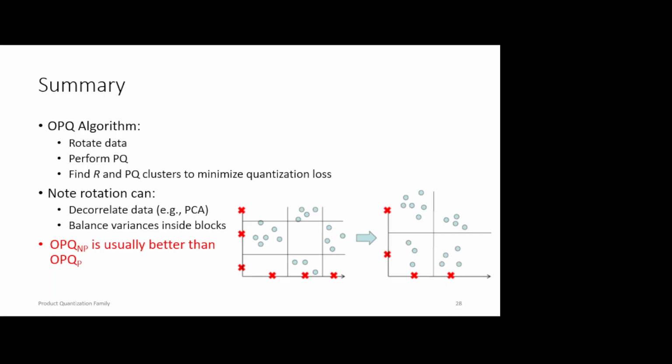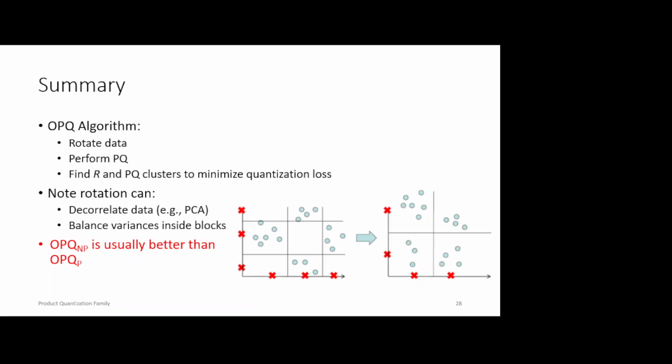Alright, so the OPQ algorithm generally rotates the data and performs PQ and tries to find the best rotation matrix and the best codebook by using PQ. With this, we can somewhat reduce the quantization loss, and the rotation plays an important role here. Using a rotation like PCA can decorrelate the data dimensions, and also try to balance the variance inside the groups.